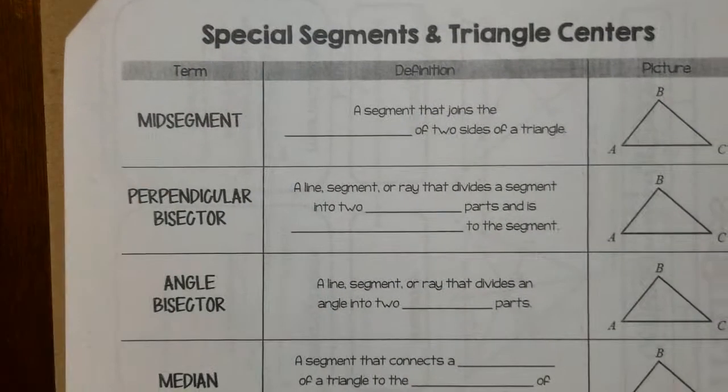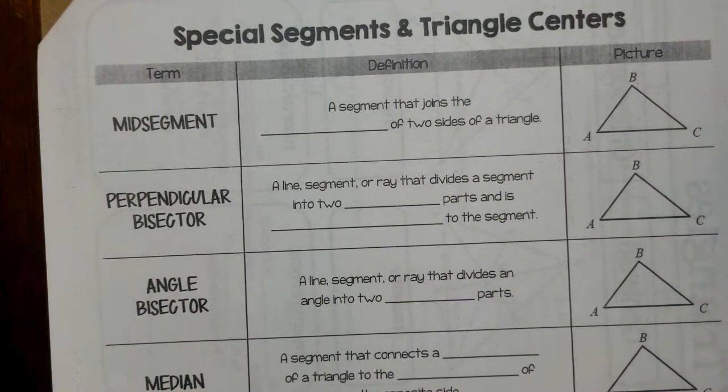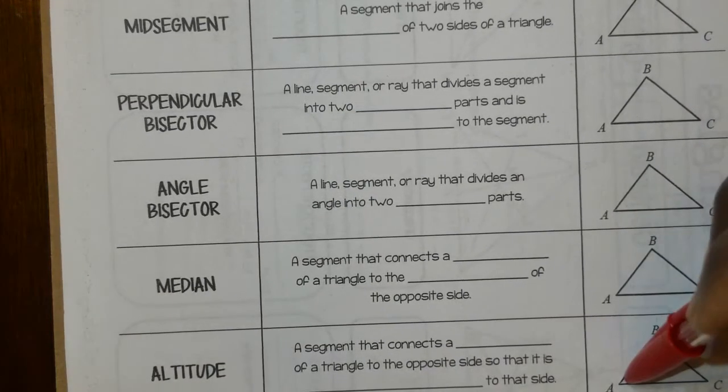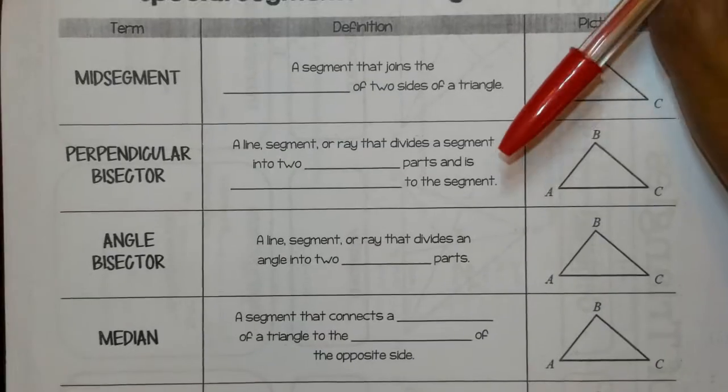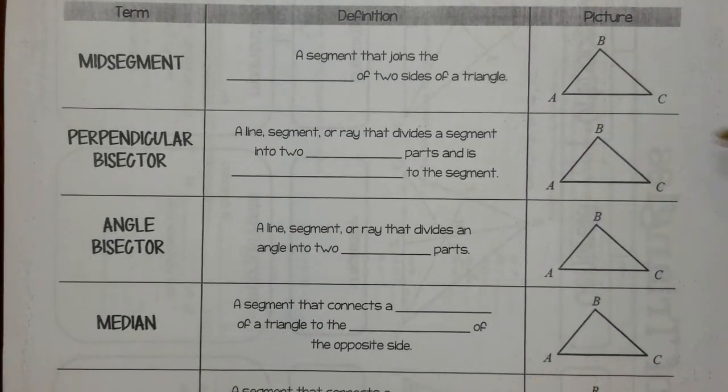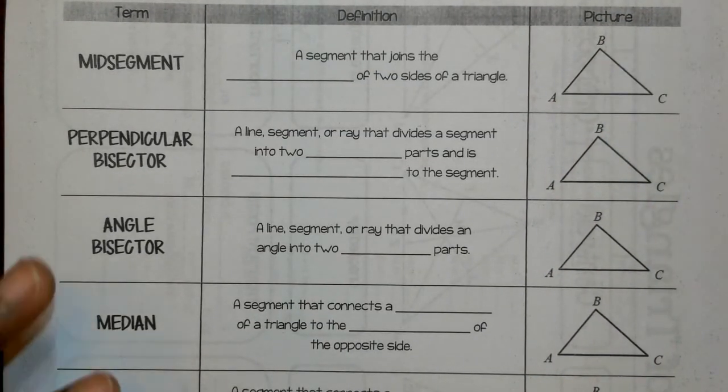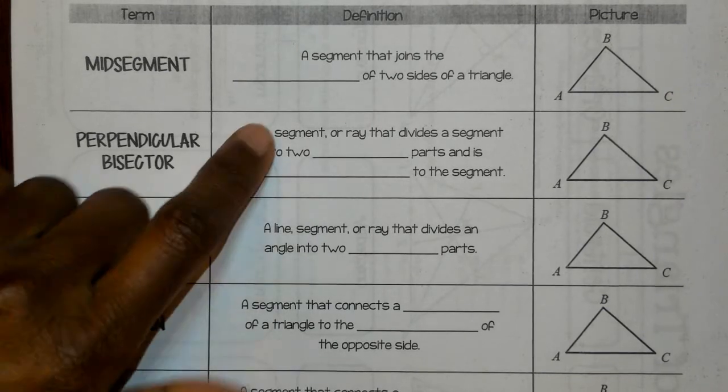Okay, on to our special segments in triangles. So these segments are important because we're going to use them to figure out different missing angles and measurements inside the triangle. So we'll be able to figure out almost anything that we need to if we are given very limited information about a triangle.